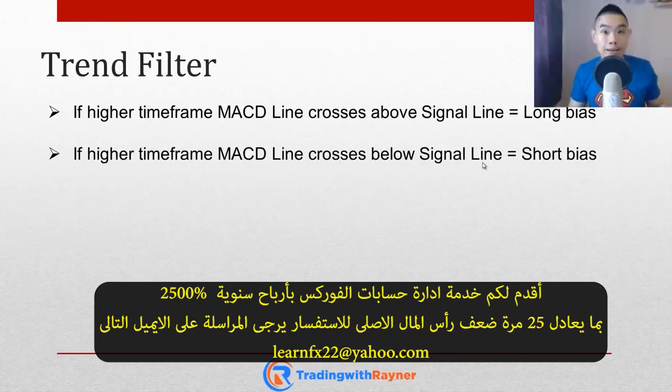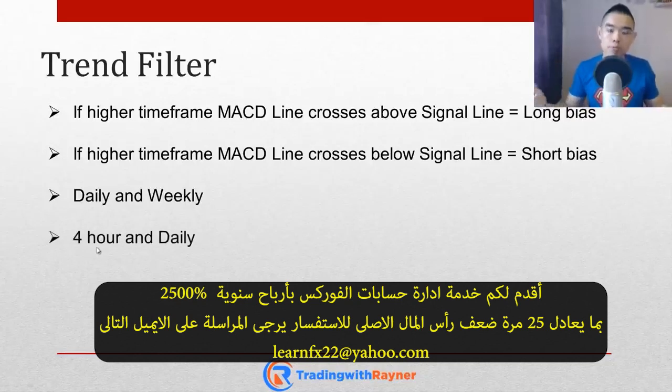So how do we define higher time frame? So here are a few tips. If you are trading off the daily time frame, you can refer to the weekly time frame as your higher time frame. If you are trading on the 4-hour time frame, you can refer to the daily time frame as your higher time frame.